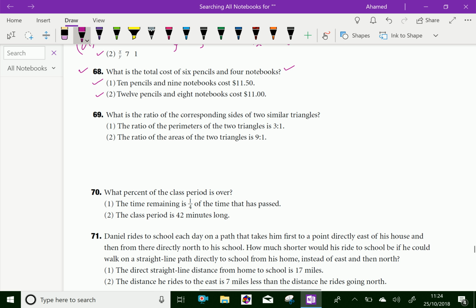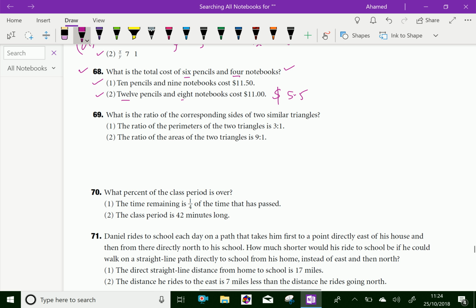Here the question is 6 pencils and 4 notebooks, but statement 2 says 12 pencils, that is double, and 8 notebooks, that is double of 4 notebooks. So double of this cost is $11.00. Then we can say that the cost of 6 pencils and 4 notebooks is 11 by 2, that is $5.5.